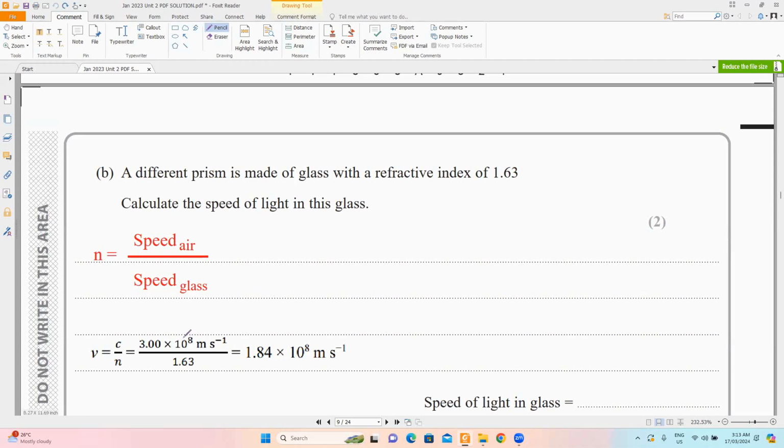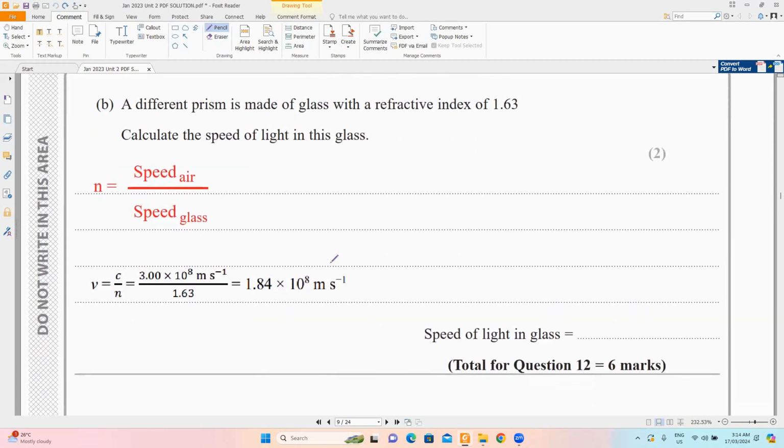So speed in air is 3 times 10 to the power 8 divided by n, which is 1.63, and that gives the speed in glass. And as you can see, the speed in glass is a little bit lower than the speed in air, because when light travels from a less dense to a more dense medium, its speed decreases along with its wavelength. But we already saw in section A that the frequency remains constant.